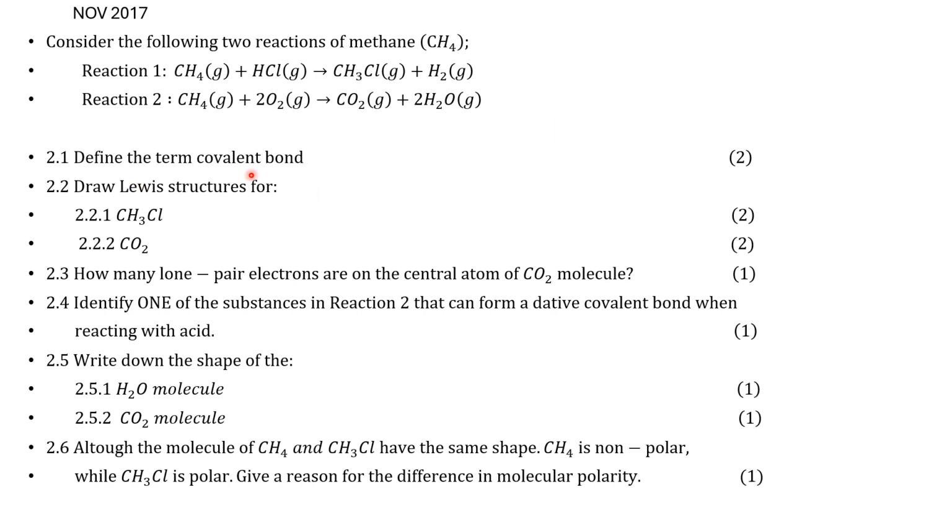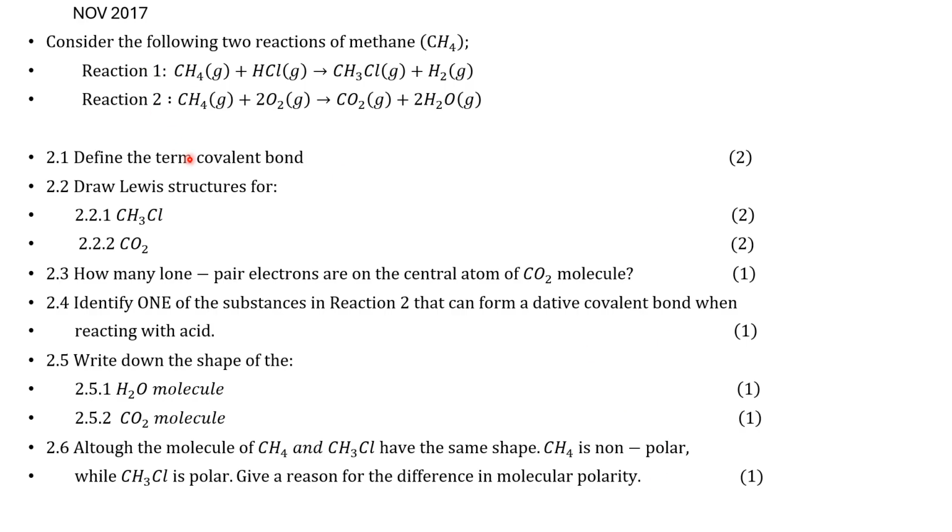So number 1, can we define the term covalent bond? Draw Lewis structures for those two items. How many lone pair electrons are in the central atom of CO2 molecule? Identify one of the substances in reaction 2 that can form a dative covalent bond when reacting with acid. Write down the shape of a H2O molecule, shape of CO2 molecule, and then, although the molecules of CH4 and CH3Cl have the same shape, CH4 is non-polar, while CH3Cl is polar. Give a reason for the difference in molecular polarity.